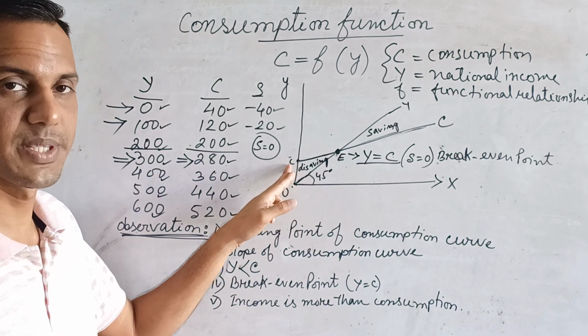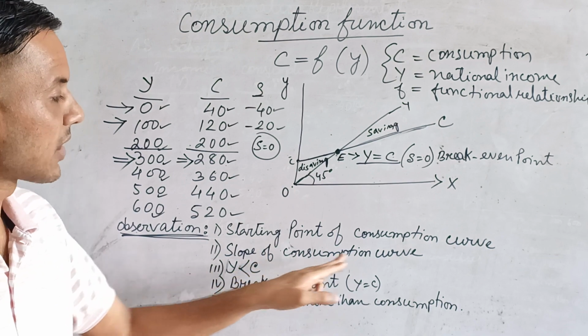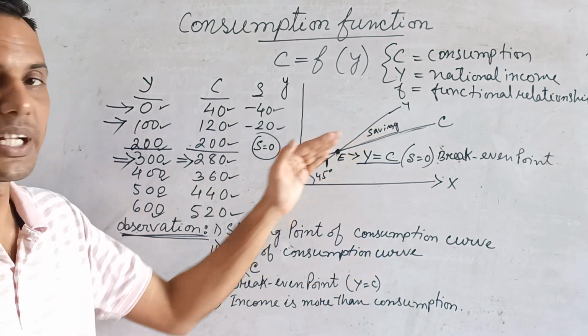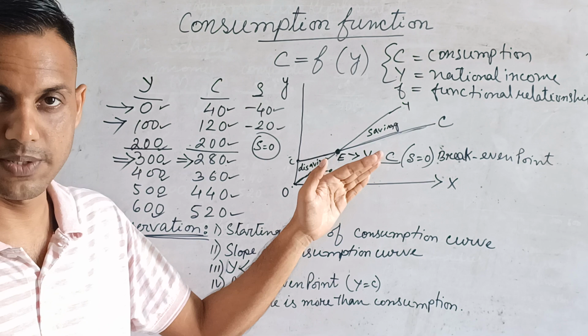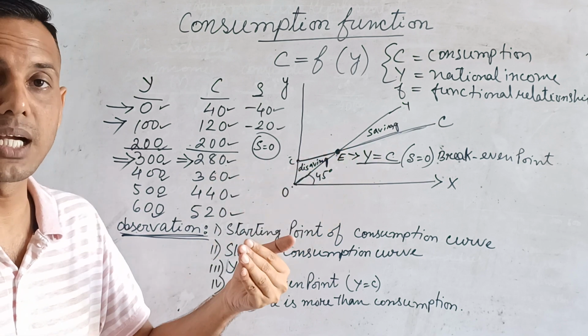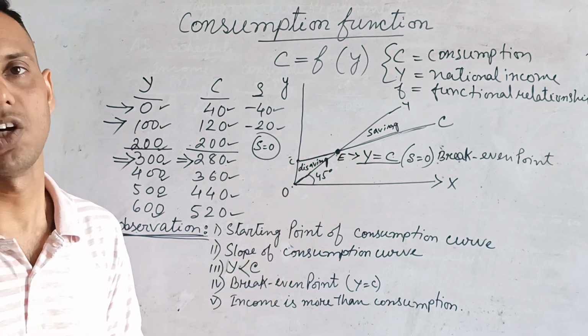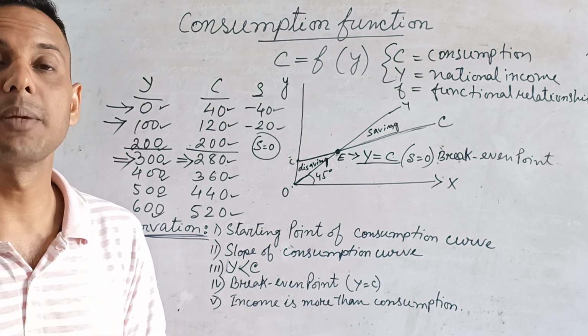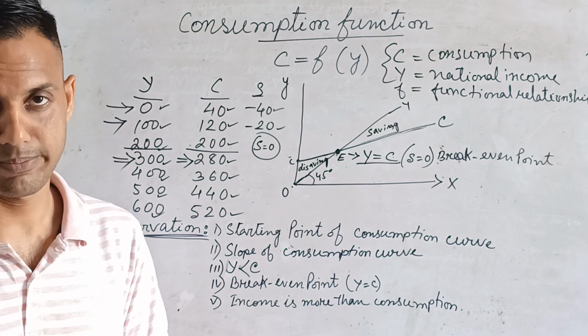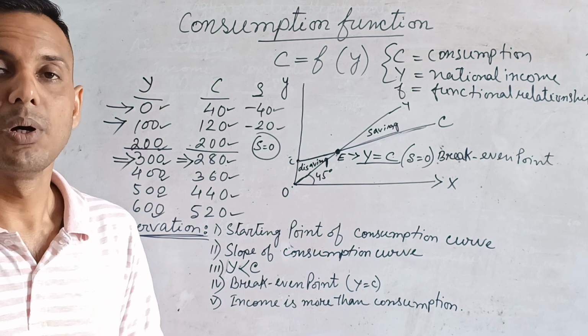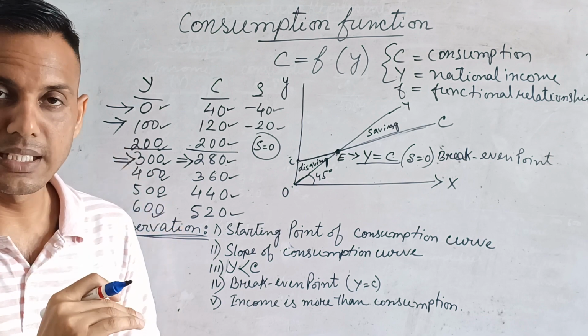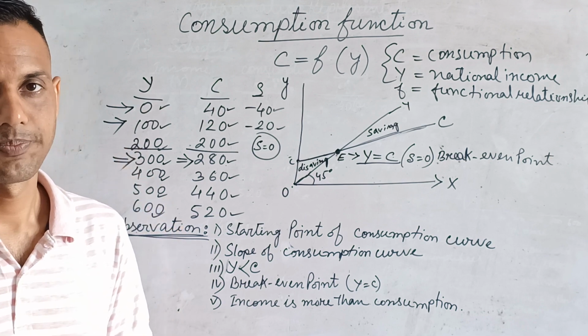For example, C bar. Number 2, slope of the consumption curve. We always know that it slopes positively because an increase in income brings an increase in consumption. So your consumption depends on your level of income. More income, more consumption. Less income, less consumption.